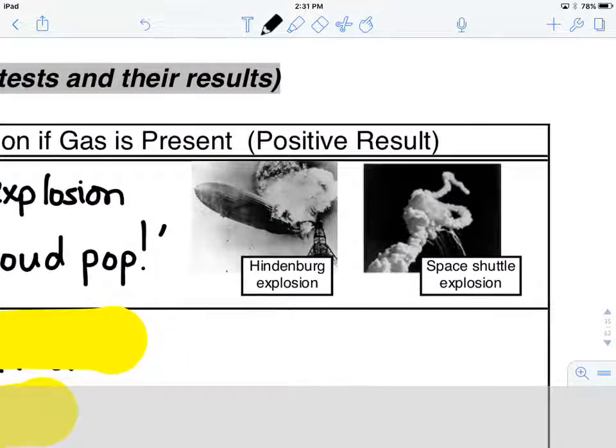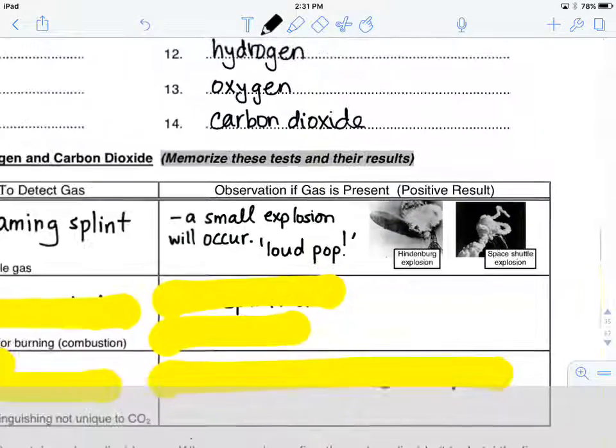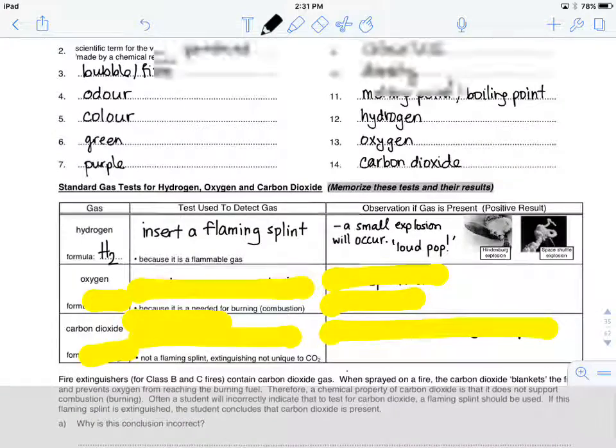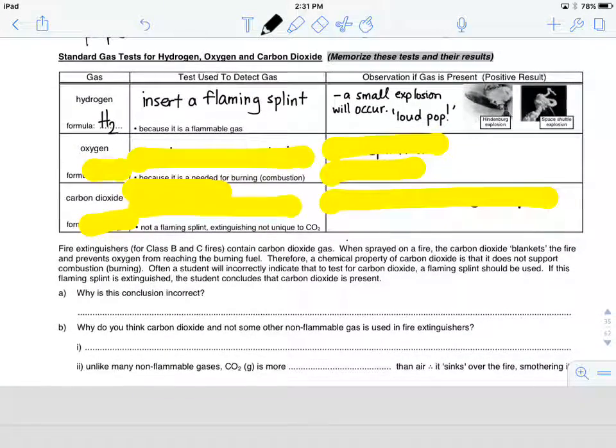Two examples, of course, were the Hindenburg. They used to fill blimps with hydrogen instead of helium, and that's a bad idea because hydrogen's really explosive. And another example of where we saw a hydrogen explosion was the space shuttle. That happened when I was a little kid, and I've got a reading for you a little bit later on in this unit that you can go over. I think it was in grade 3, and I can still remember watching it on TV.